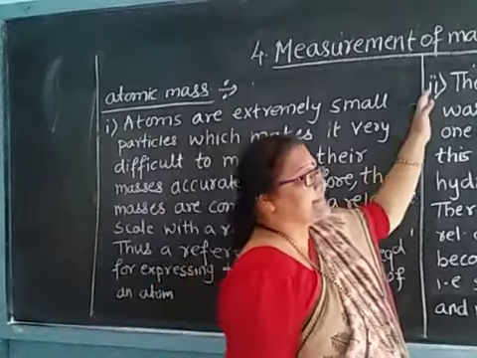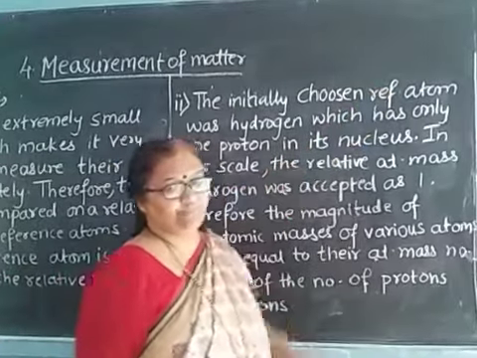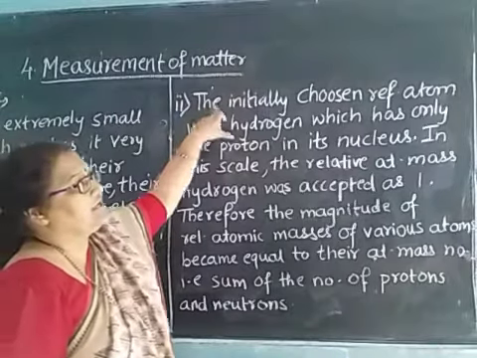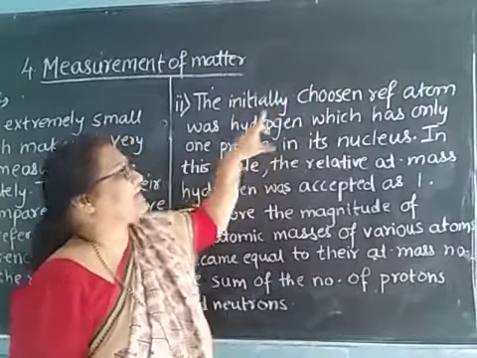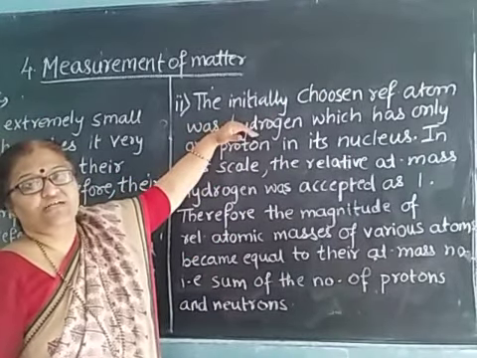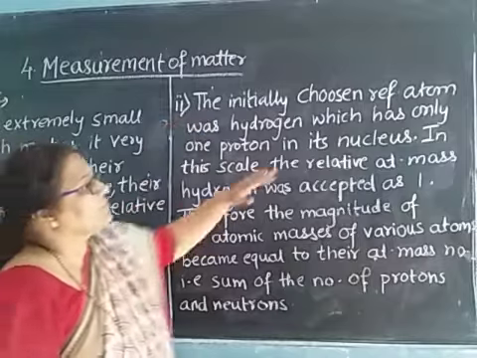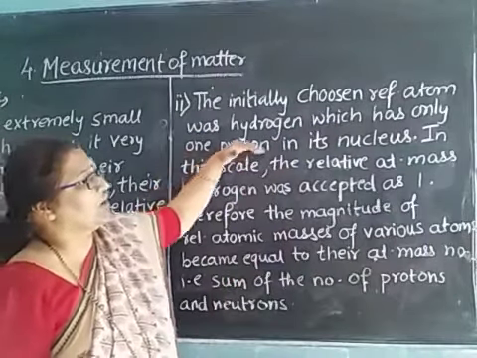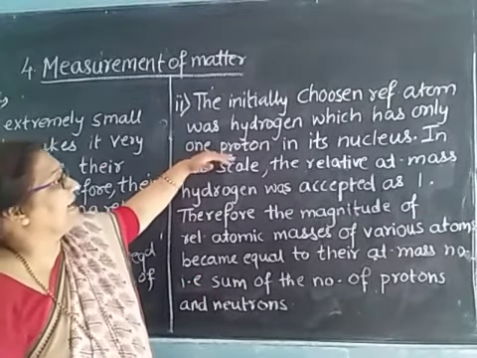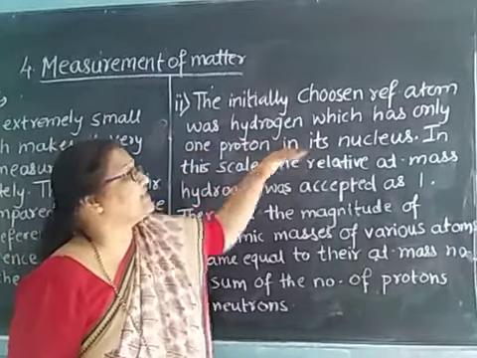The next point is the initially chosen reference atom. A reference atom is an atom which we take as a reference. Initially, one reference atom was taken, and that was hydrogen. Hydrogen was the reference atom to which the atomic masses were related, which has one proton in its nucleus. That means the atomic number of hydrogen is 1. It has only one proton in its nucleus.